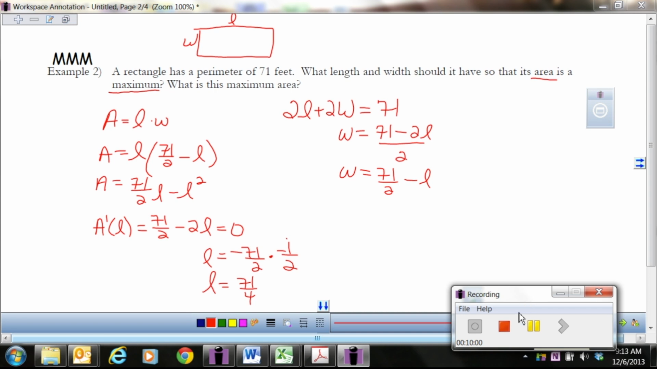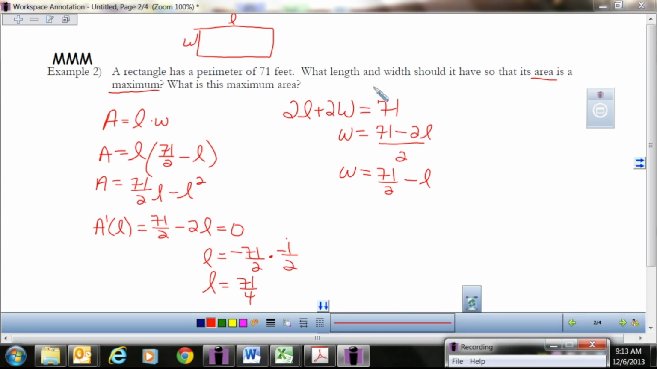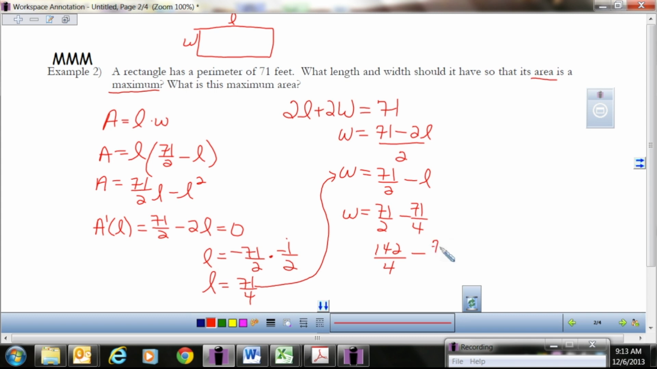Now this particular problem asks you to find the length and width and the maximum area. So I've got the length. I'm going to put the length back into this right here where we solved for W to find W. So the width is 71 over 2 minus 71 over 4. And again, we got to double that, 142 over 4. We've not had really nice numbers, have we? And 71 over 4 equals 71 over 4.